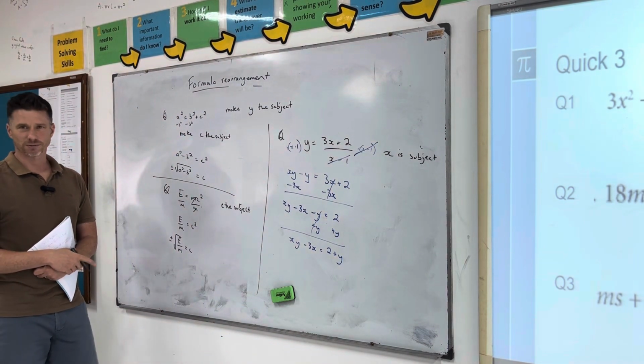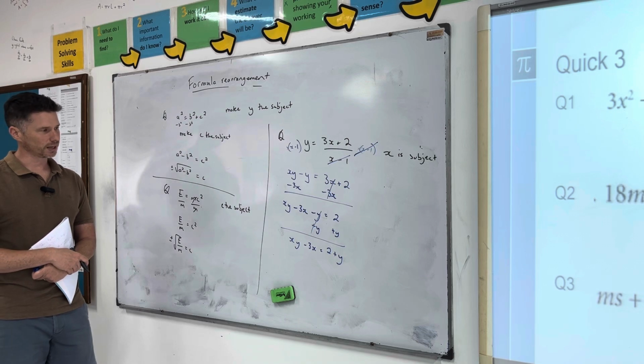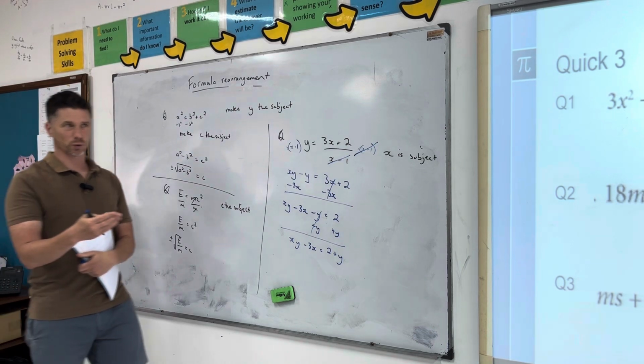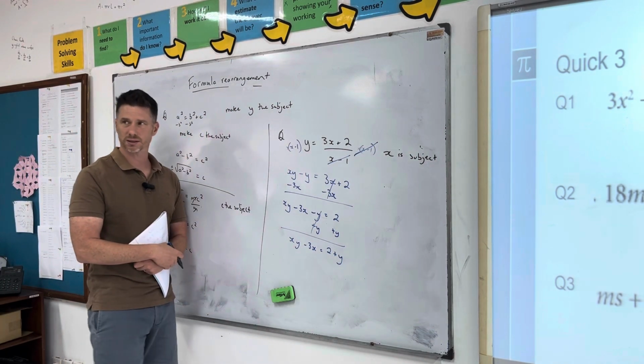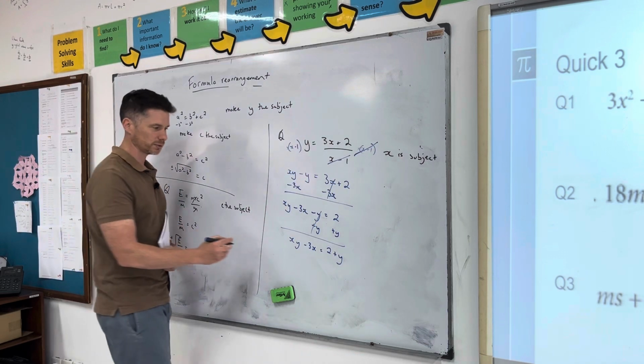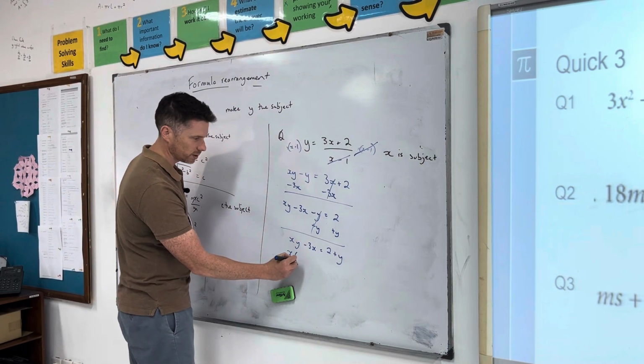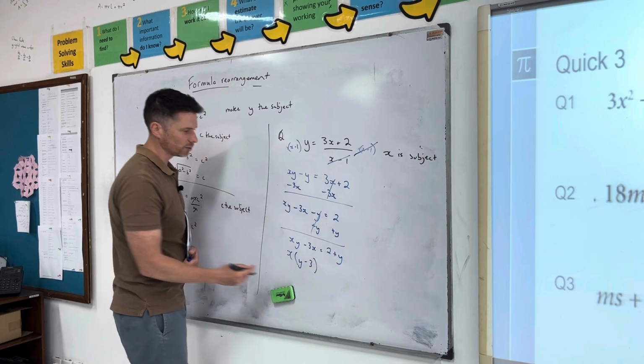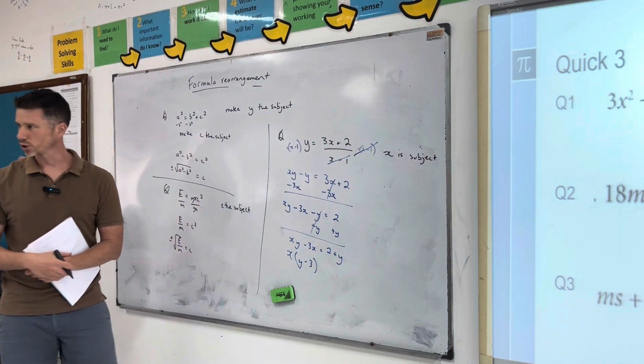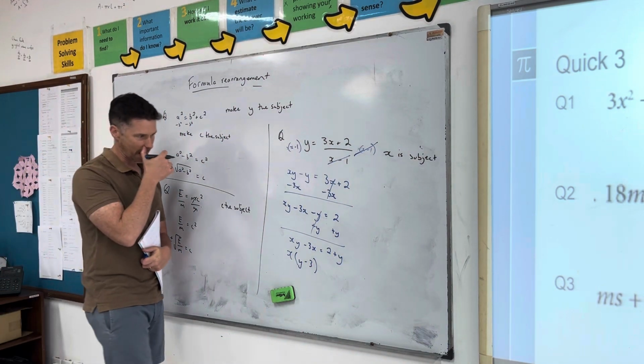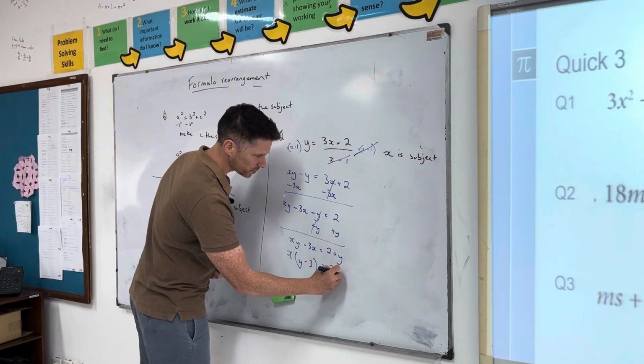Next step then is the factorizing bit, isn't it? If I have two x's and I want to get it down to 1x, I can factorize it out. So I factor it out, and I have y minus 3 remaining here. That's just a common factor. And I have 2 plus y still.